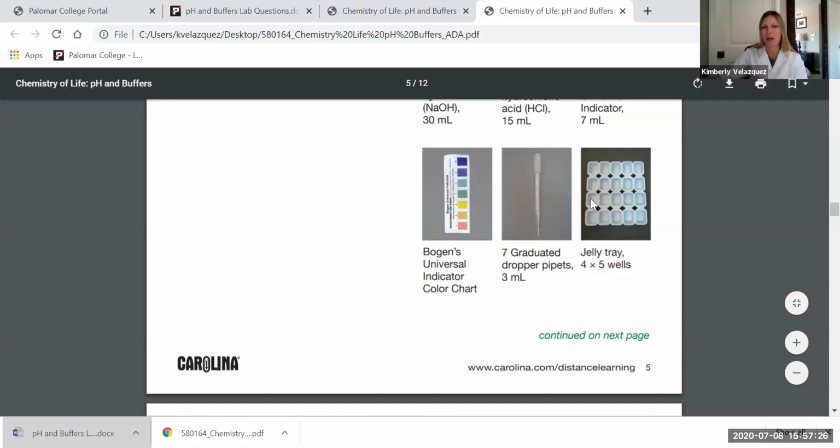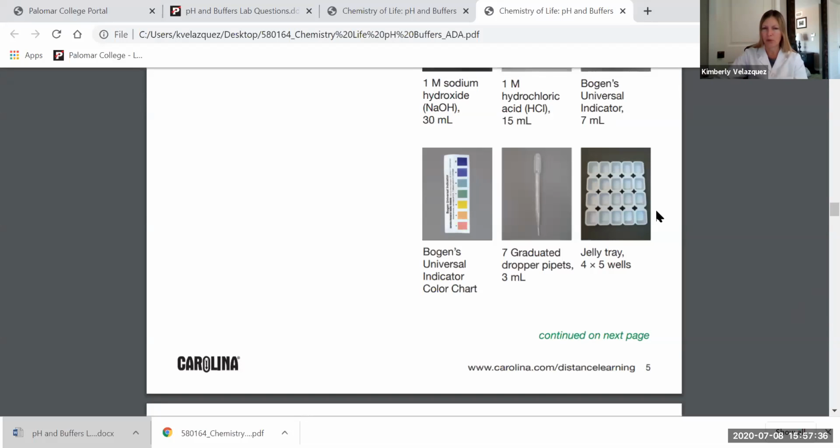So again, you want to make sure after doing activity 1, you're going to have different colors of solution in each one of these wells. Be sure to take a picture of that before you dispose of it. And then you're going to rinse it and you're going to use that same tray for activity 2.